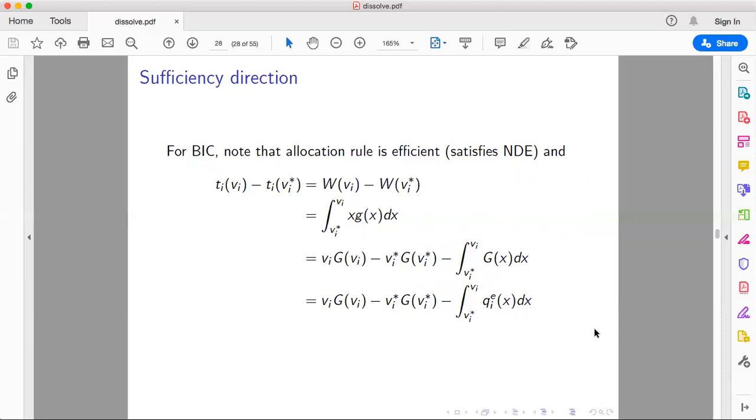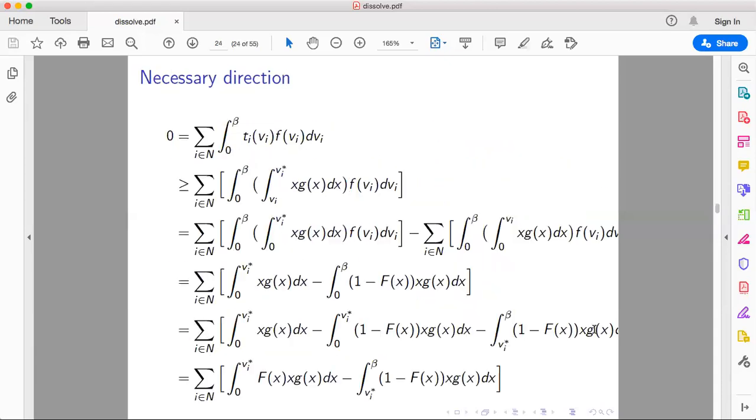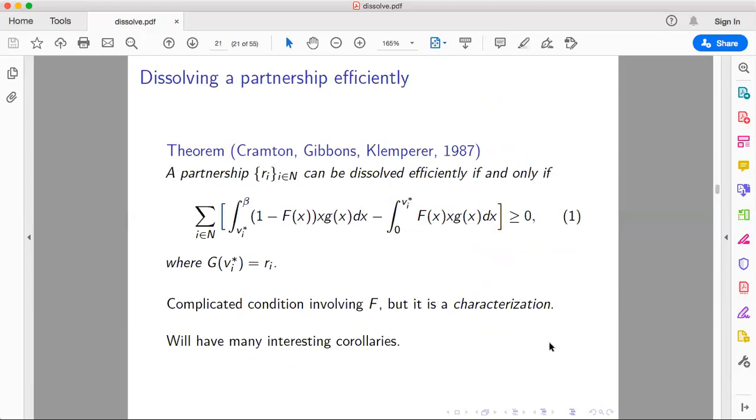It's a theoretical result which shows that it is possible to design a mechanism which satisfies these four properties if and only if this CGK inequality holds. So let's call this inequality the CGK inequality, Cramton, Gibbons, Klemperer inequality. If and only if the CGK inequality is satisfied by the partnership, then we can construct this efficient BIC, IIR, and budget balanced mechanism. So full surplus redistribution is possible.